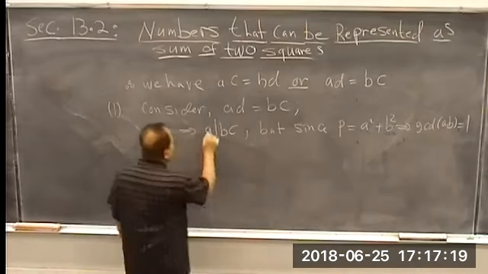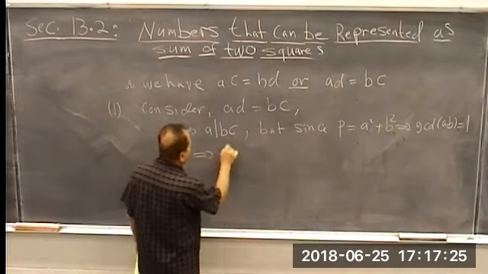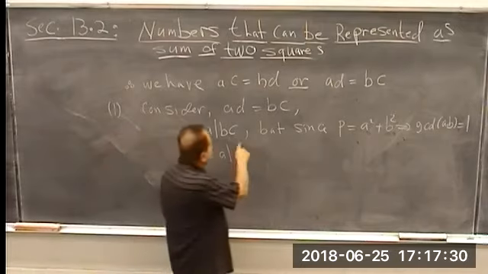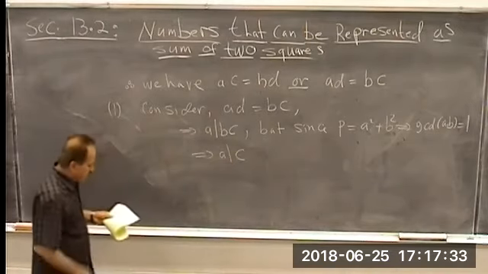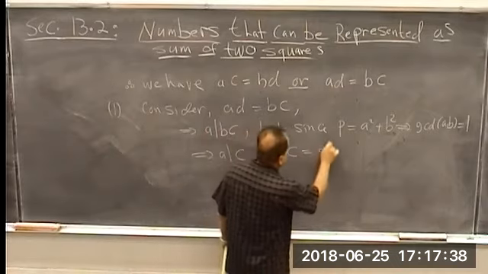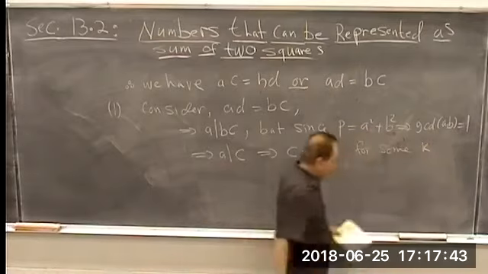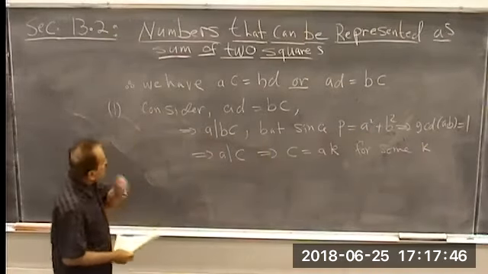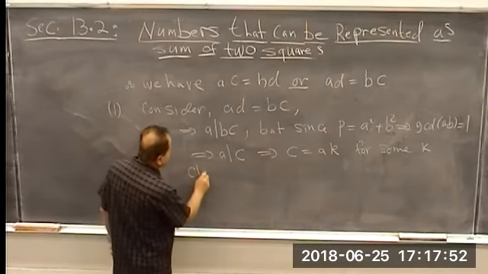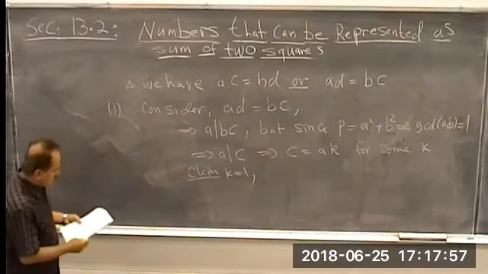Now, by Euclid's lemma, we have A divides BC. This implies A must divide C, because it doesn't divide B, so this must divide C. And this in itself implies that C equals AK for some integer K. And now we're going to show that this K must be equal to 1. Okay, so the claim is K equals 1.